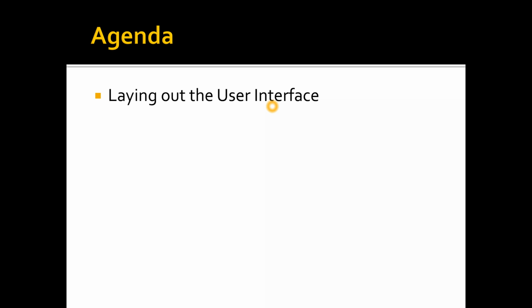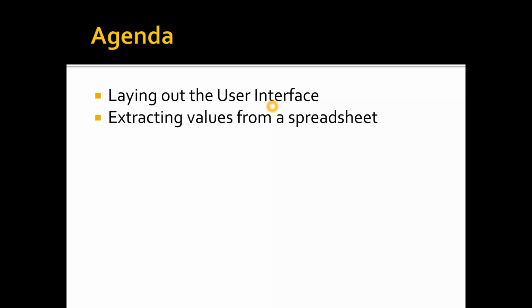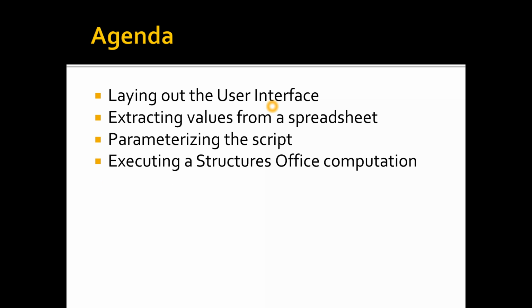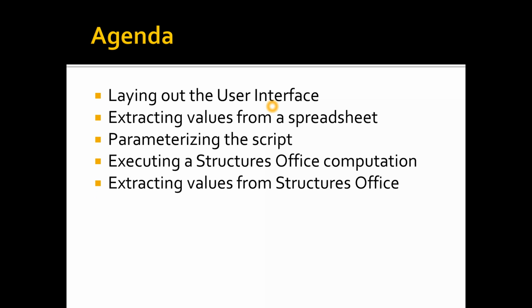So first off, we're going to talk for just a few minutes about how to lay out a user interface in Excel if you've never done that before. And then we're going to talk about how we get a value from the spreadsheet using Visual Basic for Applications. And when we have that value, how do we parameterize our scripts? And then how do we execute a Structures Office computation? And finally, once we've executed a computation in Structures Office, how do we get a result out and put it back into our spreadsheet? So let's get started.